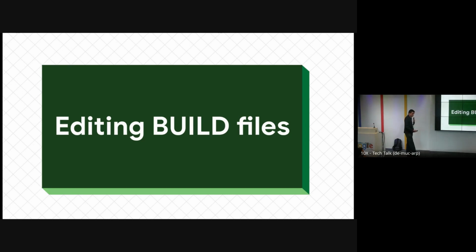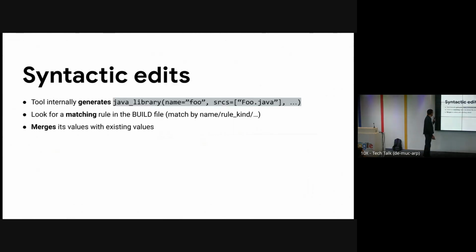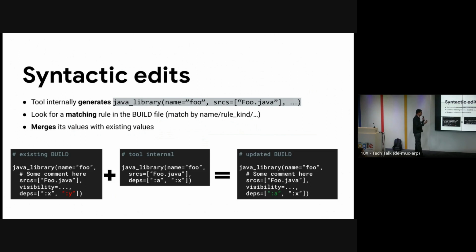Okay, so now we have finished the resolution. Now the next thing to do is to update the build file. So that should be easy, right? There are two main ways to do it. One is what I call syntactic edits. What happens is the tool internally generates the rule which it expects to see in the build file. So Java library, foo, sources, whatever. Then it looks at the build file to see, is there a rule like that already? And it matches by the name of the rule or the type of the rule. And then it tries to reconcile the two.